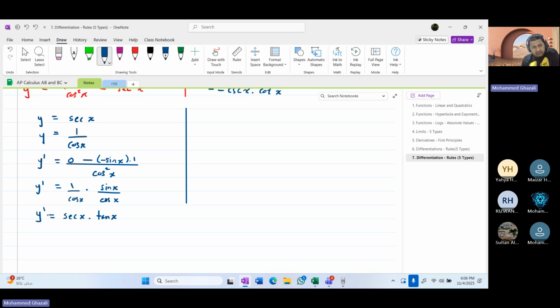Right, so what we have is 1 over cos x is sec x, and sine over cos is tan x. So what's the derivative of sec? Derivative of sec is sec x times tan x.